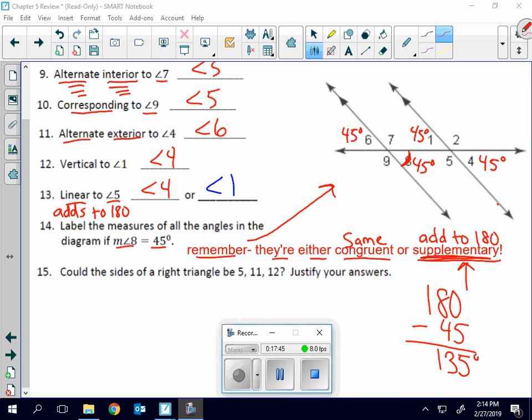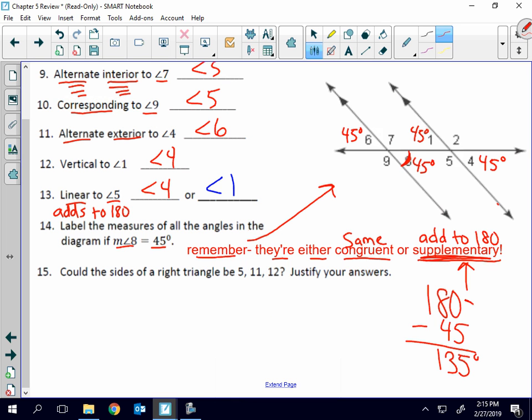So, all right, there we are. The other angles are all going to be 135 degrees. All the obtuse angles are supplementary, which means the two together add to 180. These two together add to 180. So 135 is here, here, here, and number 5. That was number 14. We labeled our picture.